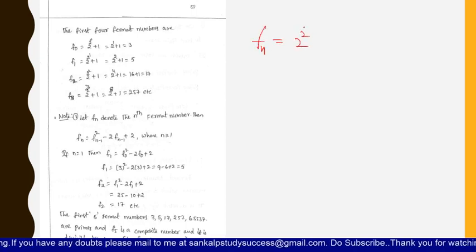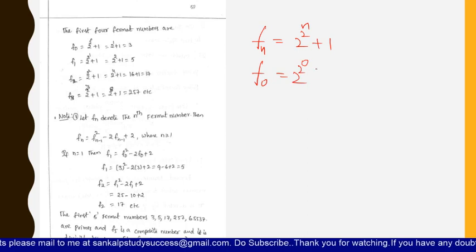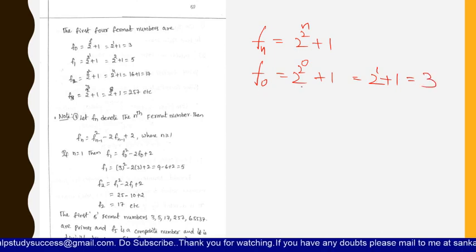Just now we have seen this formula: Fn is equal to 2 to the power of 2 power n plus 1. Now, let us see what if we consider n value as 0. That is F0 is equal to 2 power 2 power 0 plus 1. That means we'll get 2 power 1 plus 1, because 2 power 0 is 1. 2 power 1 plus 1 is 3. So the value of F0 is equal to 3.